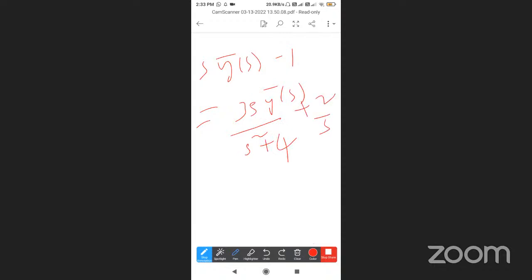So y bar s is 1 times s, the minus 1 we can take right here. What is the common term? The y bar s is a common term. So s minus 3s by s square plus 4 is equal to 2 by s plus 1. So we have the simplification.